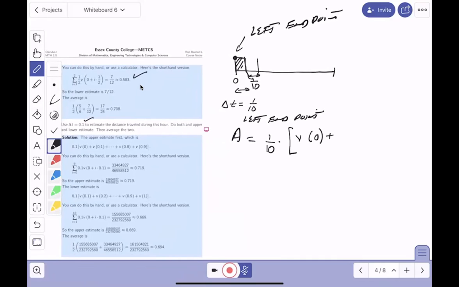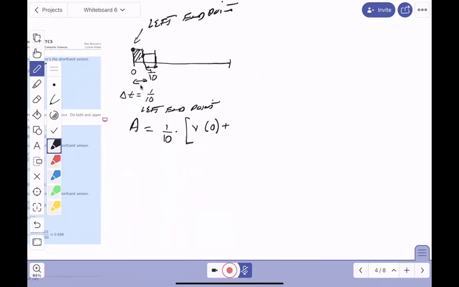So let's go to the next one. The next one is going to look like this. And now the height's going to be that point over there. What would that be? It would be V of 1/10. Let me remind you what V is. V is a function of t, and it's 1 over 1 plus t. Again, my goal is to write a pattern down.